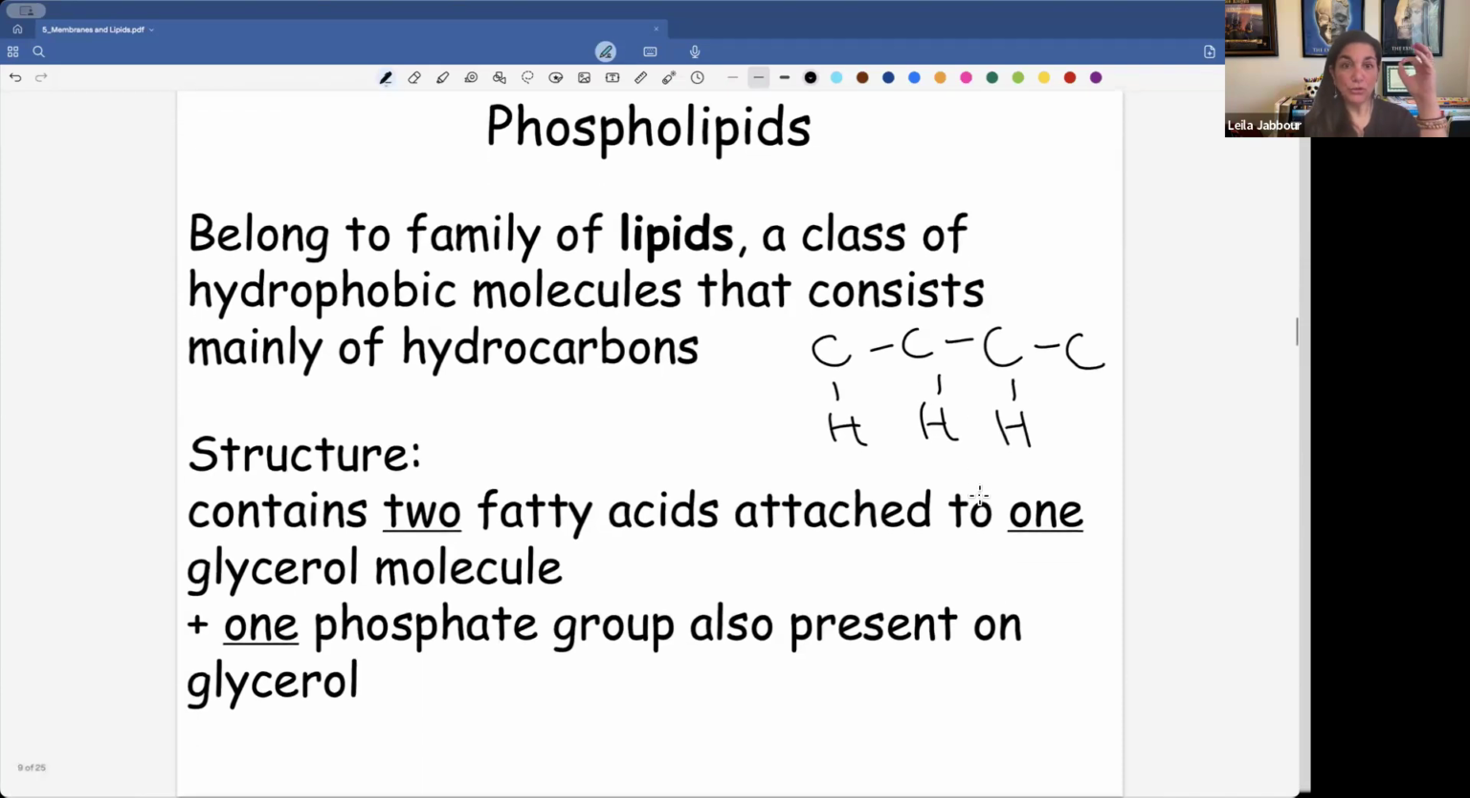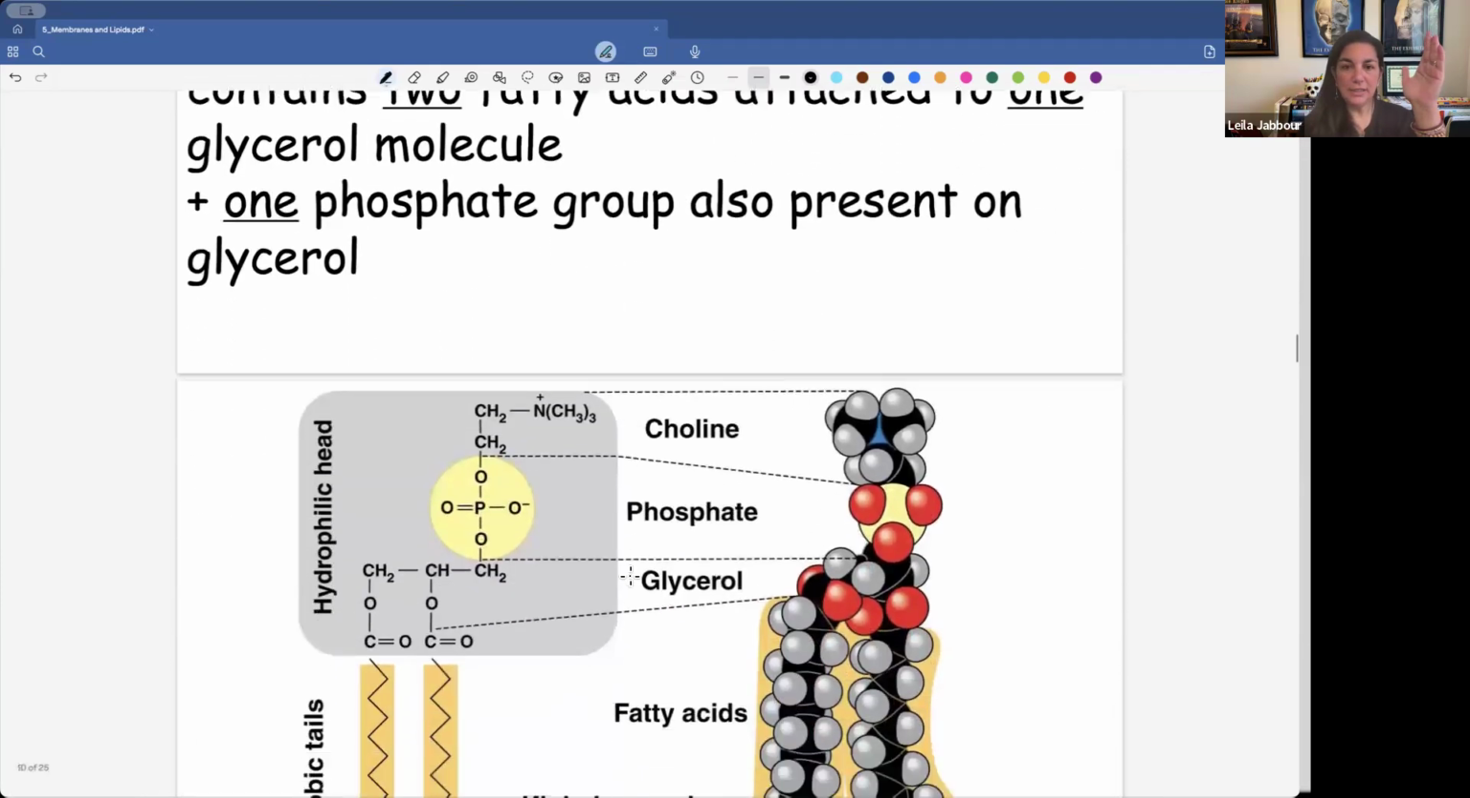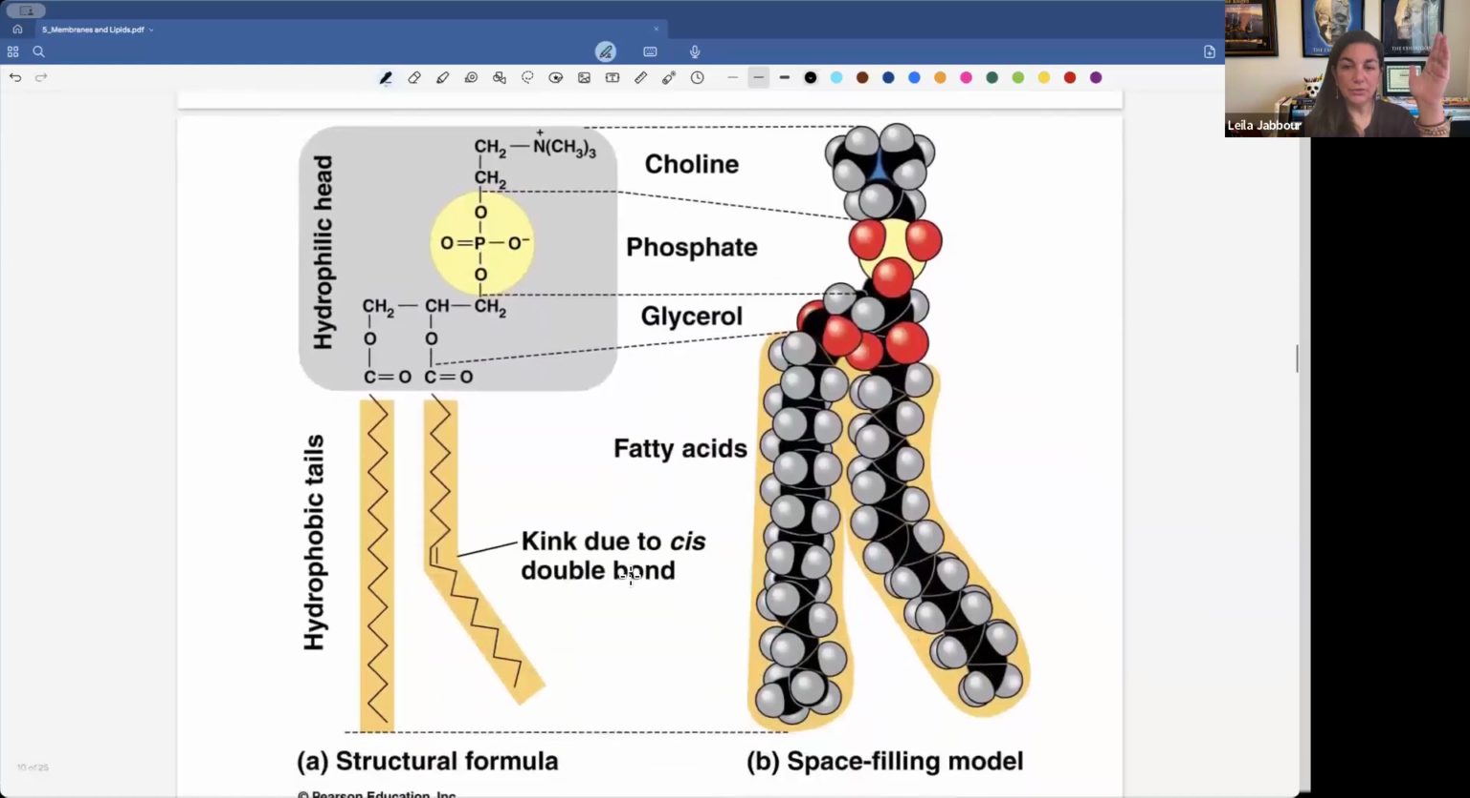So the structure of phospholipids is specific to phospholipids. There are two fatty acids that are attached to one glycerol backbone. And then on the third carbon of that glycerol backbone, you have a phosphate group. So let's see, here it is. Here's the drawing. Well, it's a very nice diagram.